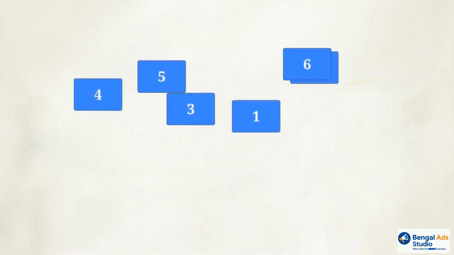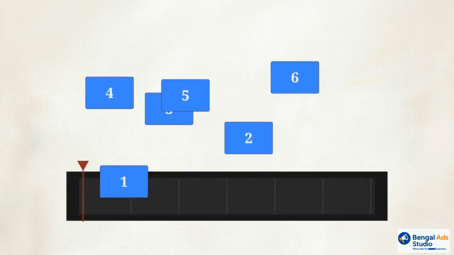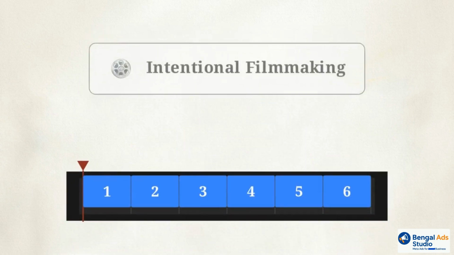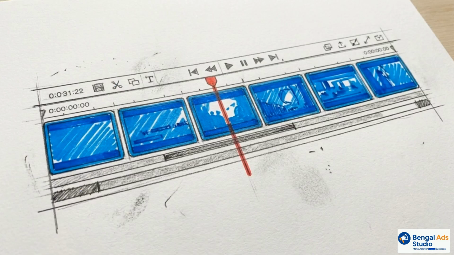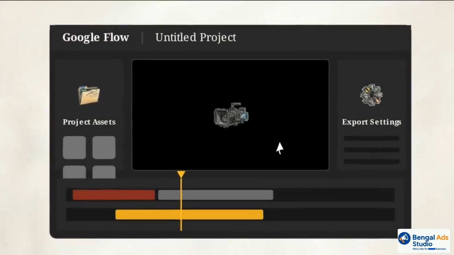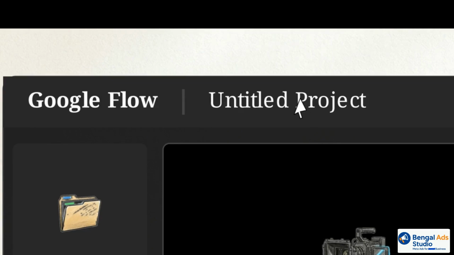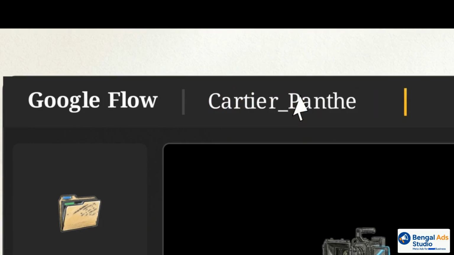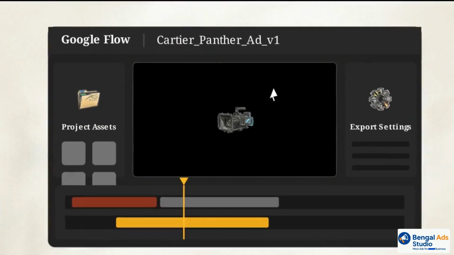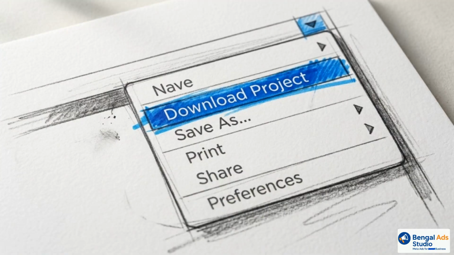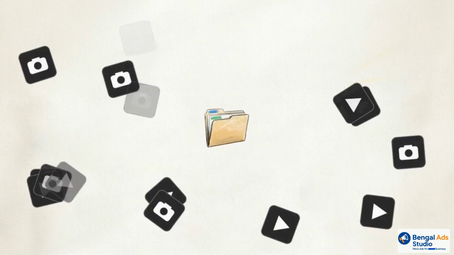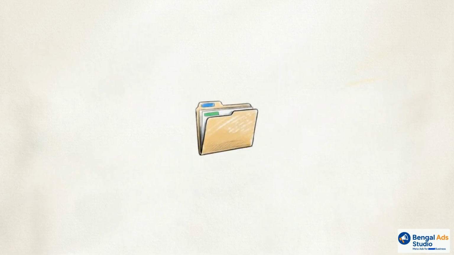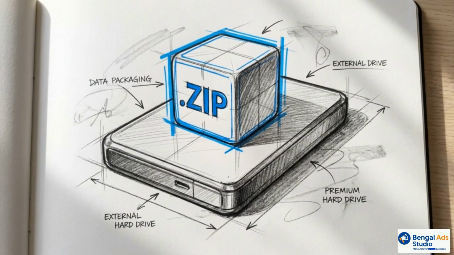Generating isolated clips is easy. Taking those raw visual elements and deliberately structuring them on a timeline is what bridges the gap between random generation and intentional filmmaking. To finalize the process, go to the top left corner of the interface. Click on the default project title and rename it to clearly identify your new asset. Then click the 3-dot menu in the top right and select Download Project. The platform packages every individual piece of media you created, along with the final stitched video cut, into a single zip file on your hard drive.